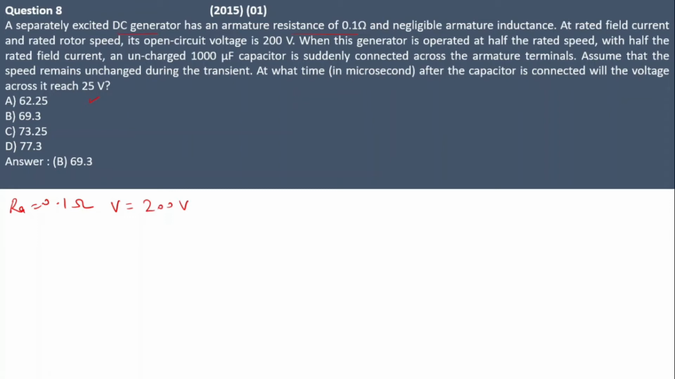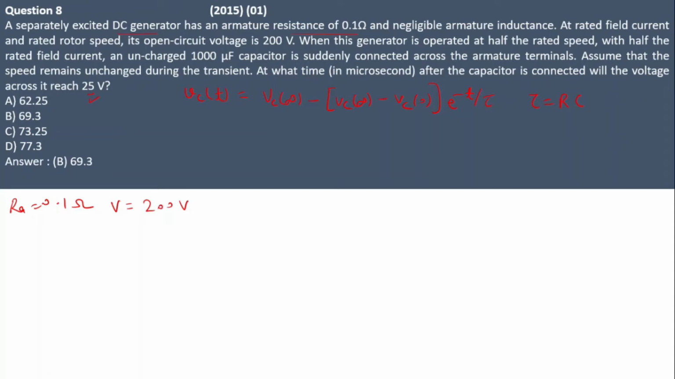So you have to find out at what time the voltage across the capacitor is 25. So you should know the VC(t). This is the capacitor voltage at time t. VC(t) equals VC infinity minus (VC infinity minus VC at time 0) e to the power minus t by tau. This is the standard equation. Tau equal to R into C. This is the time constant.